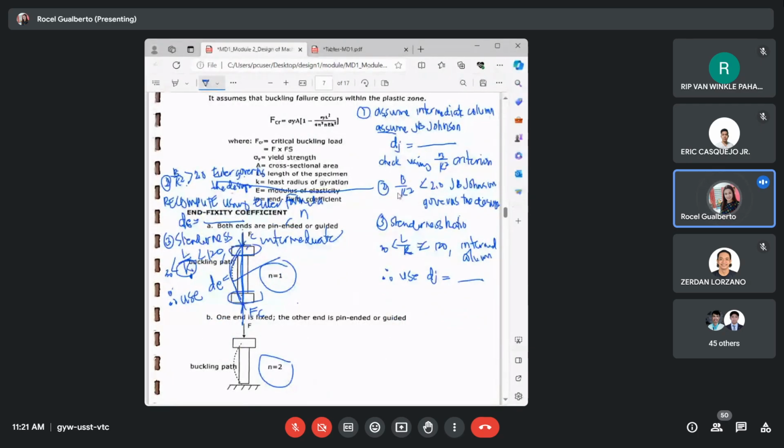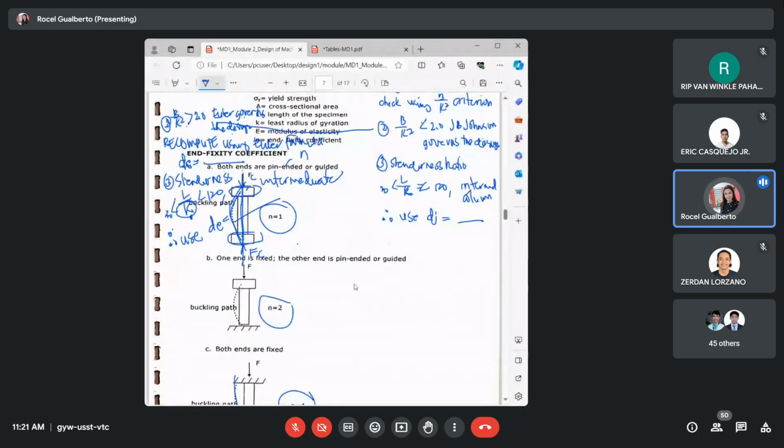So, una, you assume intermediate column. So, you assume JB Johnson, may sagot tayo. Okay? Anong sunod na gagawin? You check. Okay? Check using B over K squared. Okay? Greater than 2. So, Euler. Anong gagawin? Recompute.